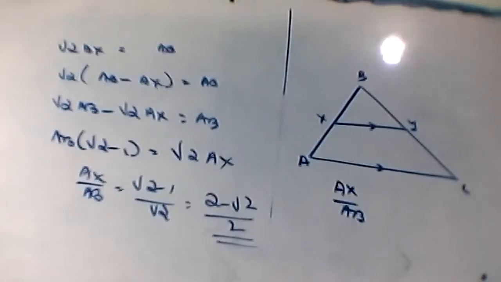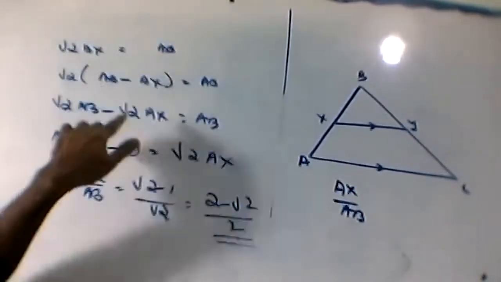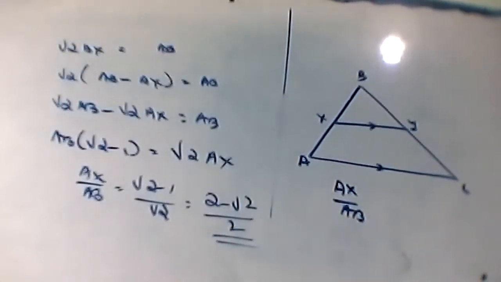So then from 1 and 2 we got BX by AB equal to what? You got root 2 by 1 by 2, right? 1 by 2. Then we got BX by AB equal to 1 by root 2, so root 2 BX equal to AB. Our requirement is AX, so replacing BX with AB minus AX.